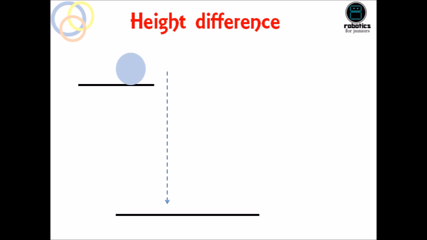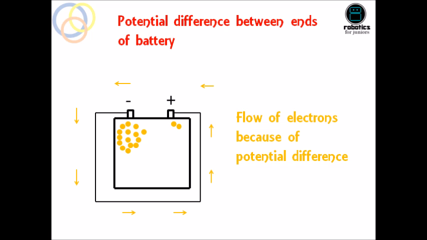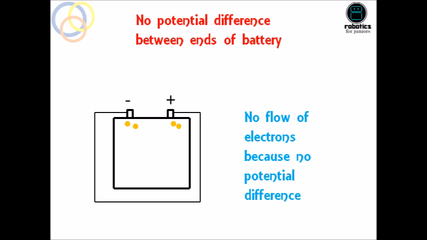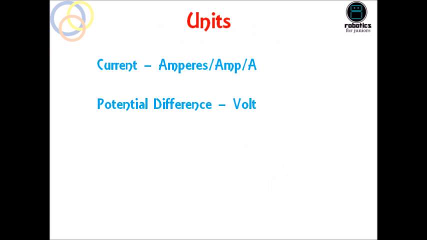So same as a ball would fall from more height to lesser height, the current would flow from more potential to lesser potential end. Again, the direction of current is from positive end to negative end of battery, opposite to the direction of flow of electrons, which is from negative end to the positive end. If there is no potential difference, that is, potential is same at both ends, then the current will not flow. We also sometimes use the word voltage instead of potential difference because its unit is volts.